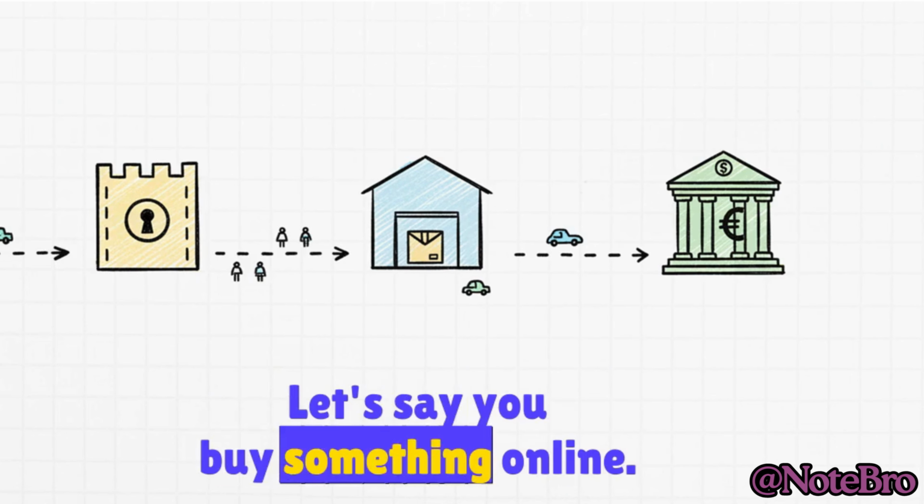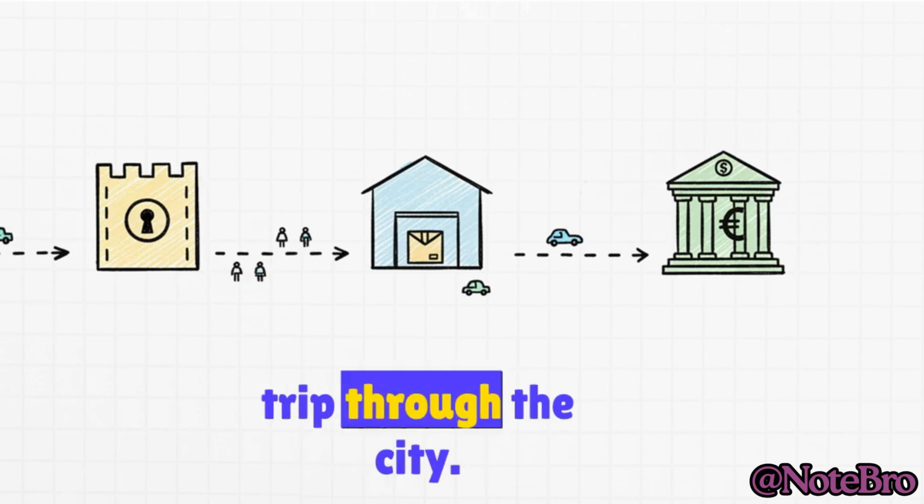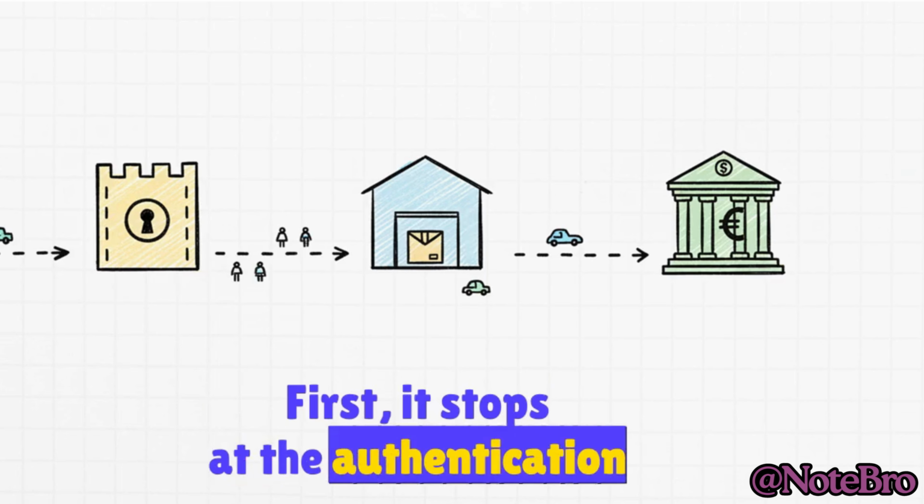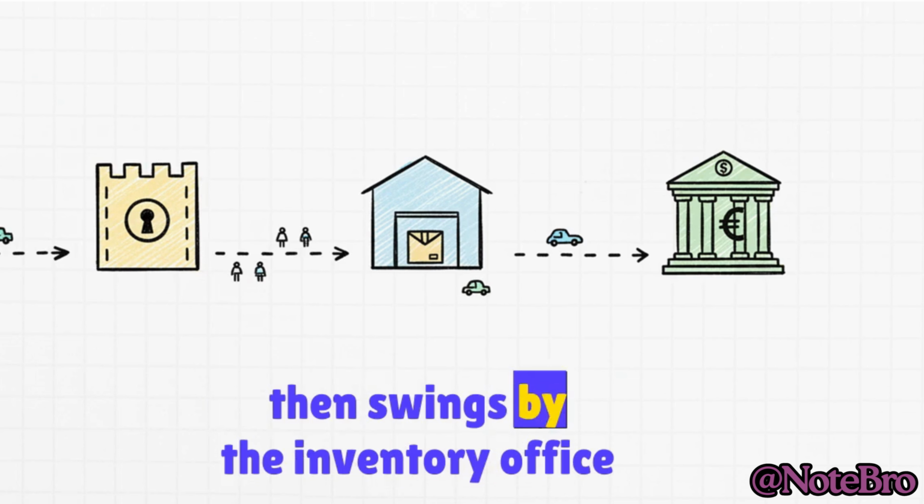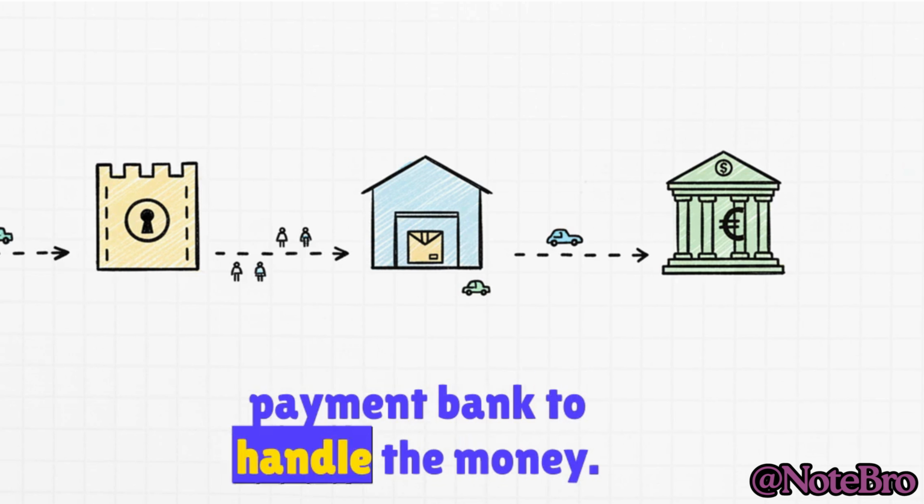Let's say you buy something online. Your request doesn't just go to one place, no way. It's like it takes a little trip through the city. First, it stops at the authentication shop to prove who you are, then swings by the inventory office to see if the item's in stock, and finally, it hits the payment bank to handle the money.